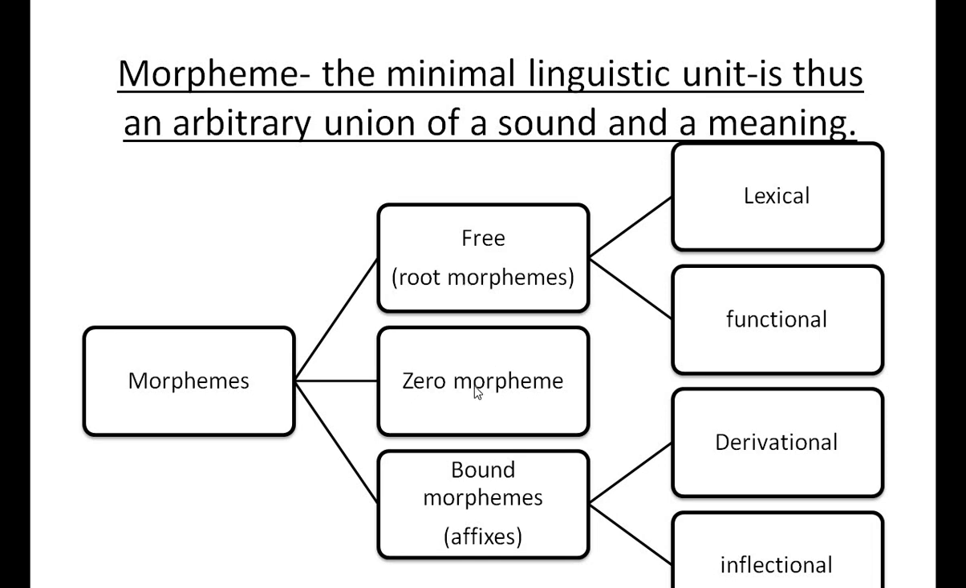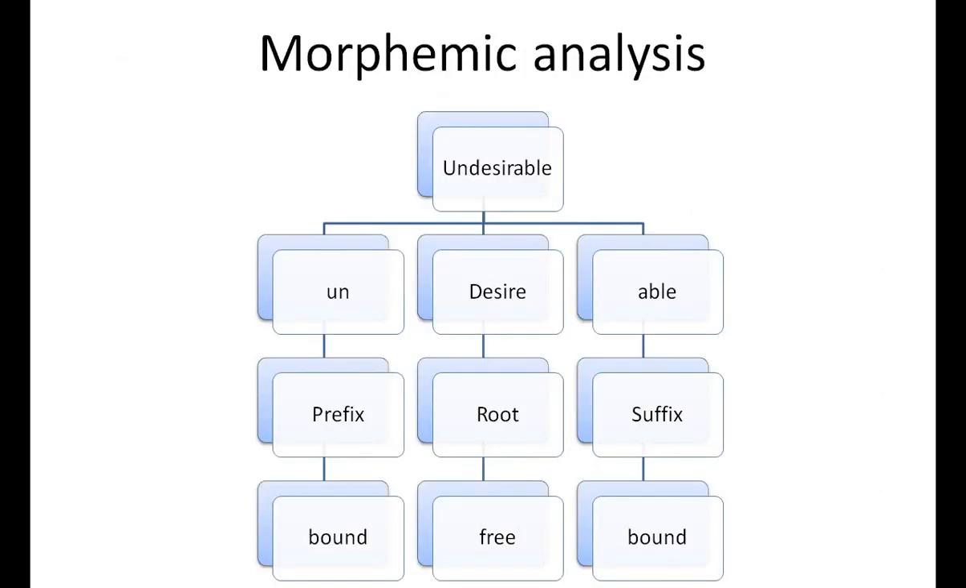And zero morphemes, which do not undergo any kind of change when they are converted from singular to plural, or used in the past tense or present tense. For instance, the words sheep and deer do not undergo any kind of transformation. That is why they are zero morphemes. If we talk about free morphemes, there are two types, lexical and functional. And in bound morphemes, we have derivational and inflectional morphemes.